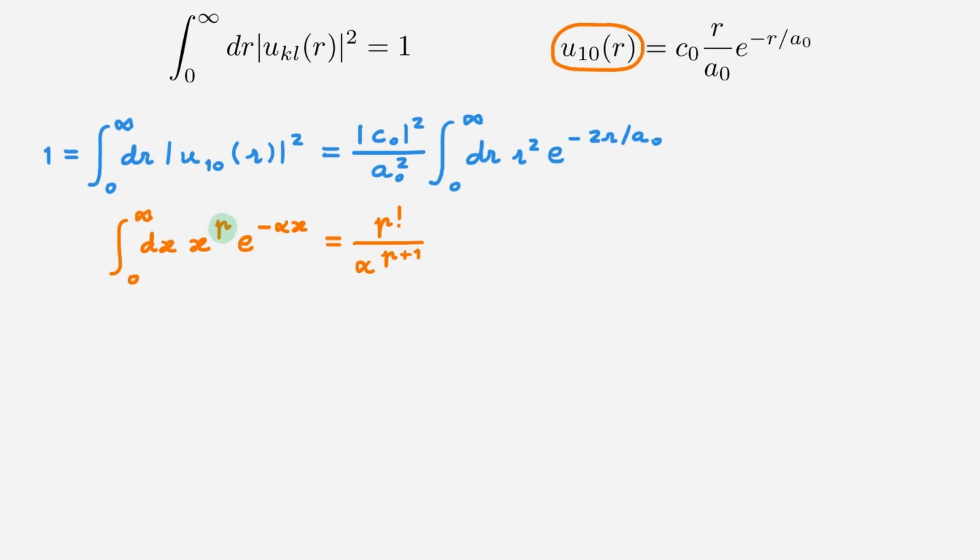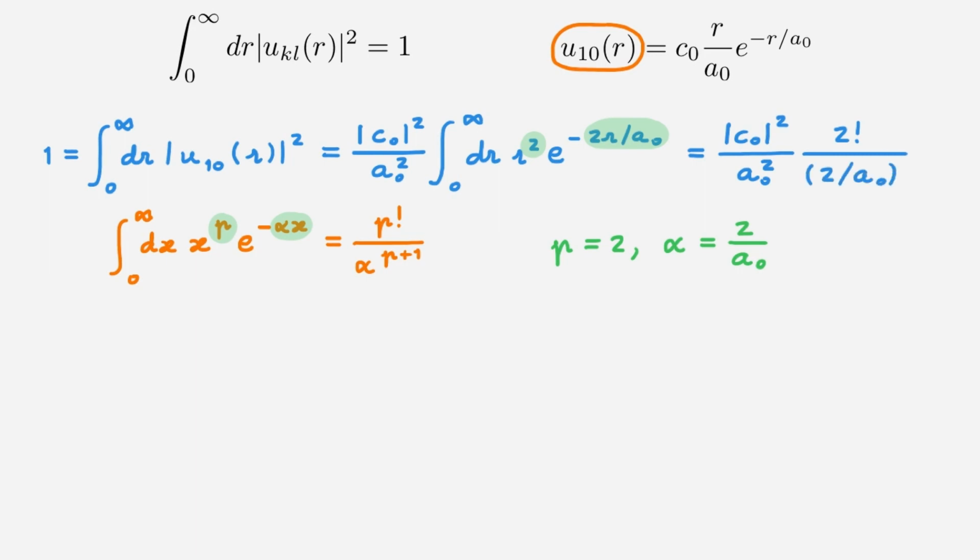Comparing this exponent with our exponent up here, we can identify p as equal to 2. And this exponent with this exponent, we get alpha as equal to 2 over a0. For the integral, we first get the absolute value squared of c0 over a0 squared, and we can then use the standard integral to get 2 factorial over (2 over a0) all cubed. Simplifying, we get the absolute value squared of c0 multiplying a0 over 4.